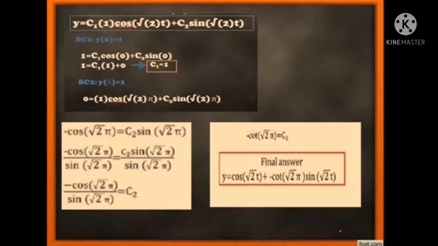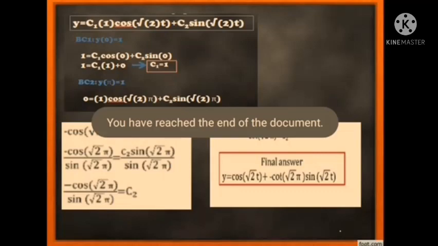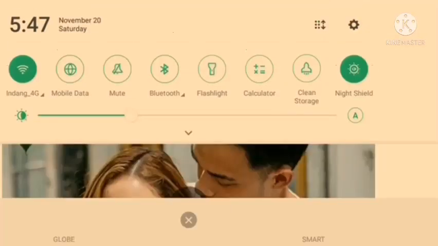Then substitute the values of c1 and c2. The final answer is y = cos(√2 t) - cot(√2 π) sin(√2 t). So that is the final answer.